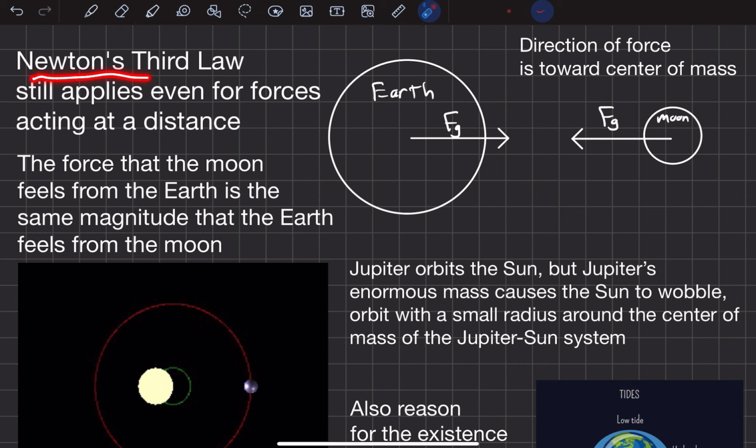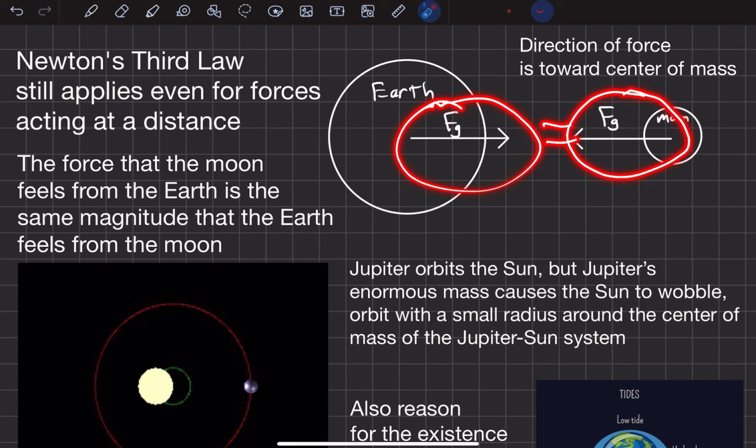But it turns out, because of Newton's third law, which, let's go back and remember what Newton's third law states. Newton's third law states that whenever one object applies a force on another, the second object also applies a force on the first object. So this force that I've drawn right here to the right is the force that the Moon is pulling on the Earth. It turns out that that is equal to the force that the Earth is pulling on the Moon.